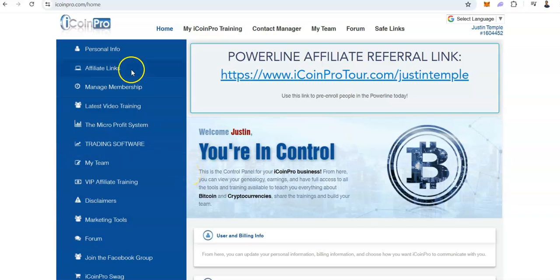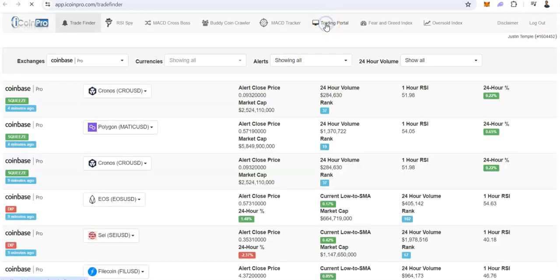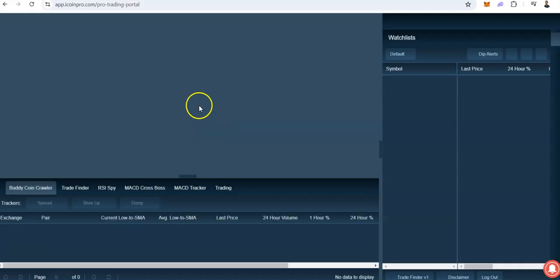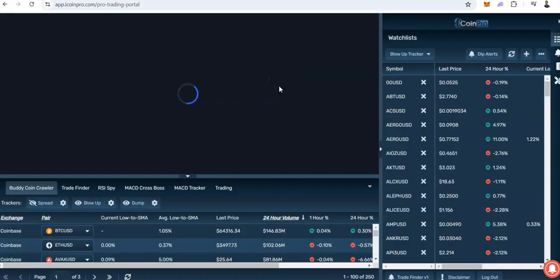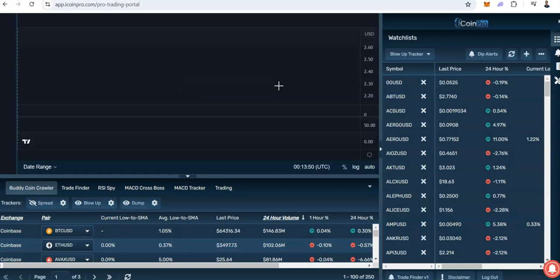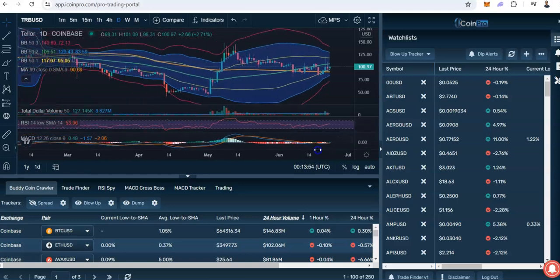So basically, step 1, we're going to log in. Step 2, we're going to click on Trading Software. And step 3, we're going to click right here on Trading Portal. And now we're going to have our Trading Portal loading right here. Okay, so that's how fast it is to get to the portal. Now, we are very far ahead in our journey to find a trade.